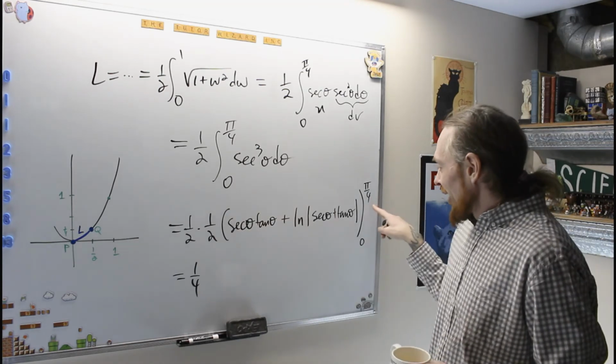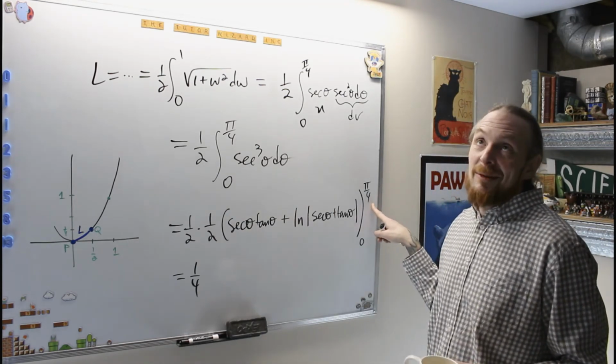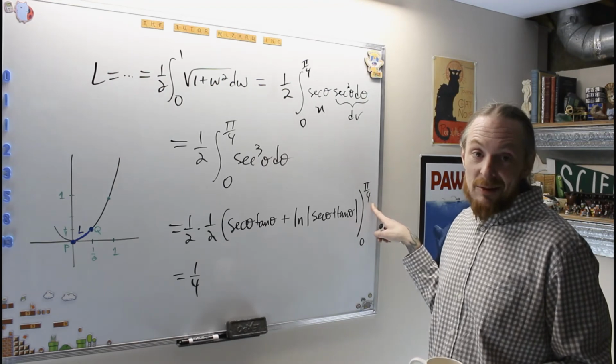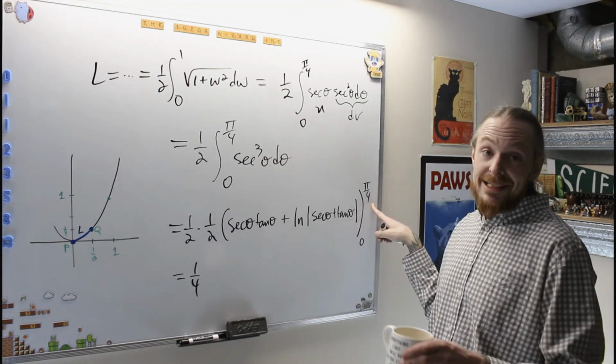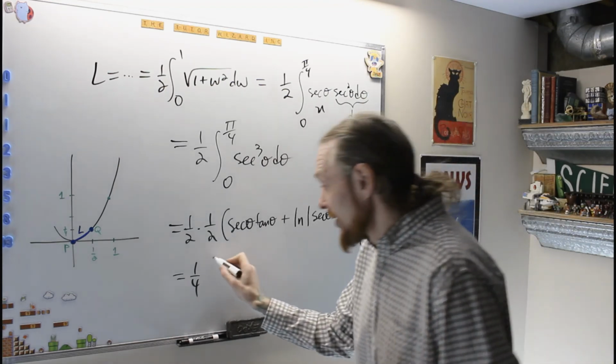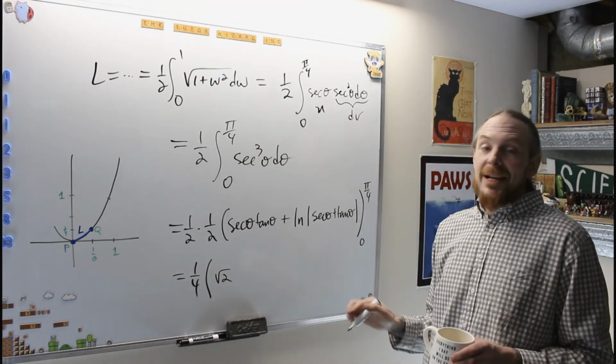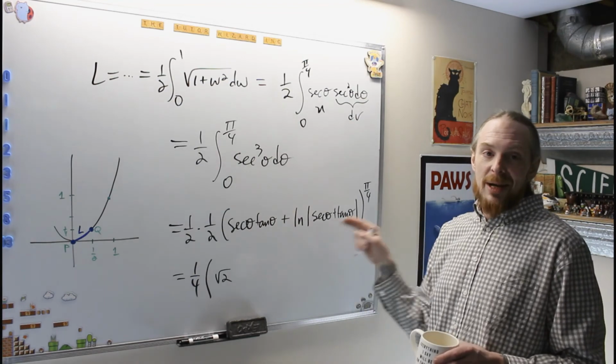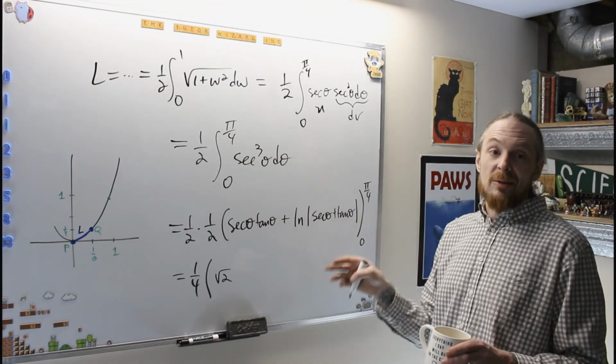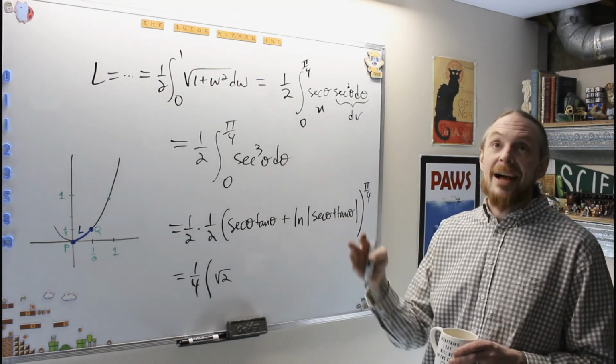What's secant of pi over 4? I don't memorize that. I remember cos of that and upside down it. So cos of pi over 4 is 1 over root 2. So secant of pi over 4 is root 2. So this is root 2. Tan of pi over 4, this is how we calculate pi. We get the power series. Tan of pi over 4 is 1. So arctan of 1 is pi over 4. This is how we calculate pi.